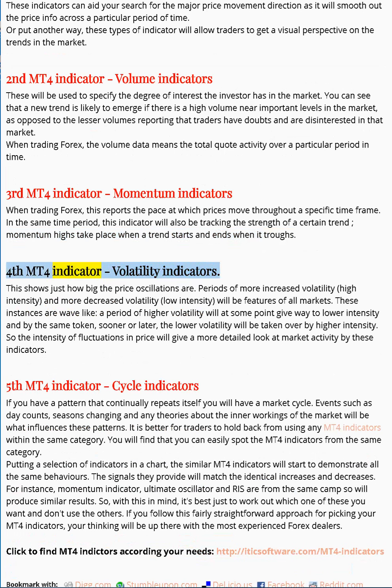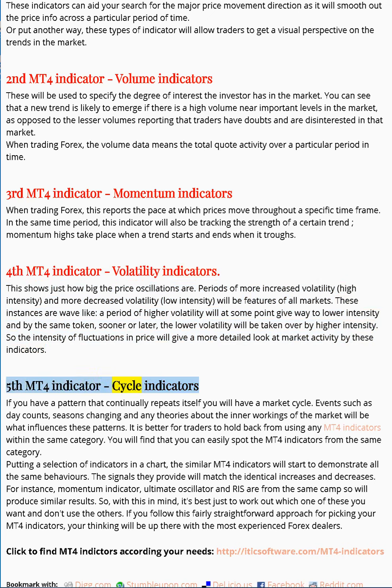Fourth, MT4 indicator, volatility indicators. This shows just how big the price oscillations are. Periods of more increased volatility, high intensity, and more decreased volatility, low intensity, will be features of all markets. These instances are wave-like. A period of higher volatility will at some point give way to lower intensity and by the same token, sooner or later, the lower volatility will be taken over by higher intensity. So the intensity of fluctuations in price will give a more detailed look at market activity by these indicators.